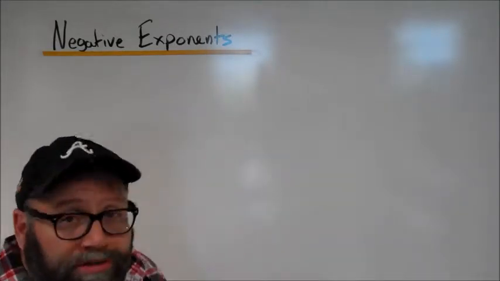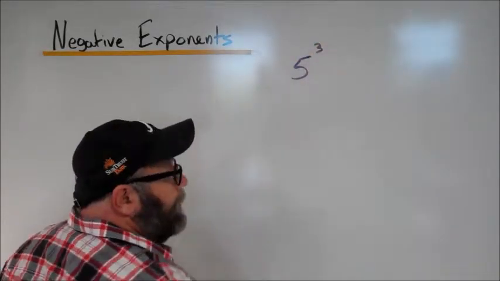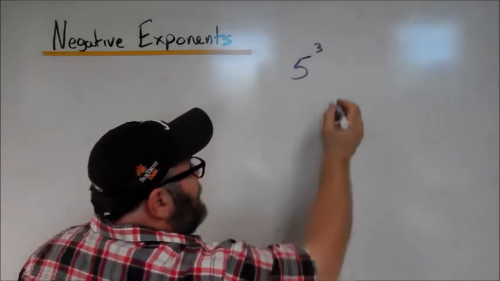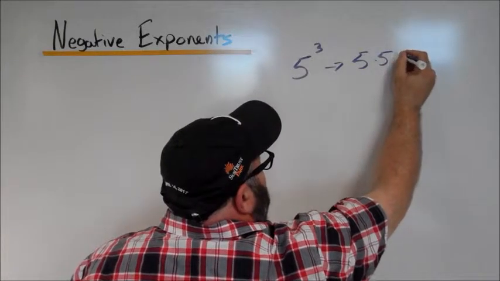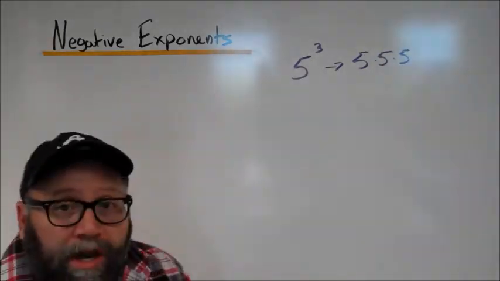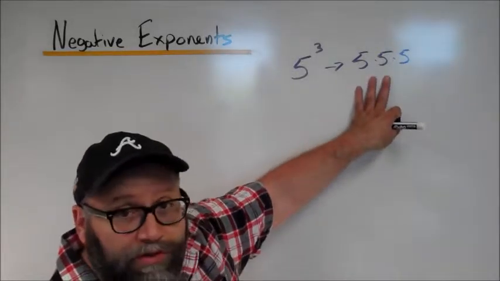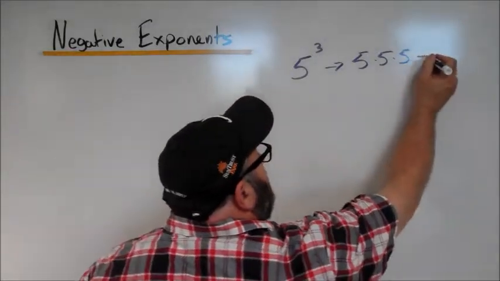So let's start with something just like 5. Let's say 5 to the third. Now if I have 5 to the third, I can write that in expanded form, which is 5 times 5 times 5. And then I can write it in standard form, which would be 5 times 5, which is 25, times 5, which is 125.